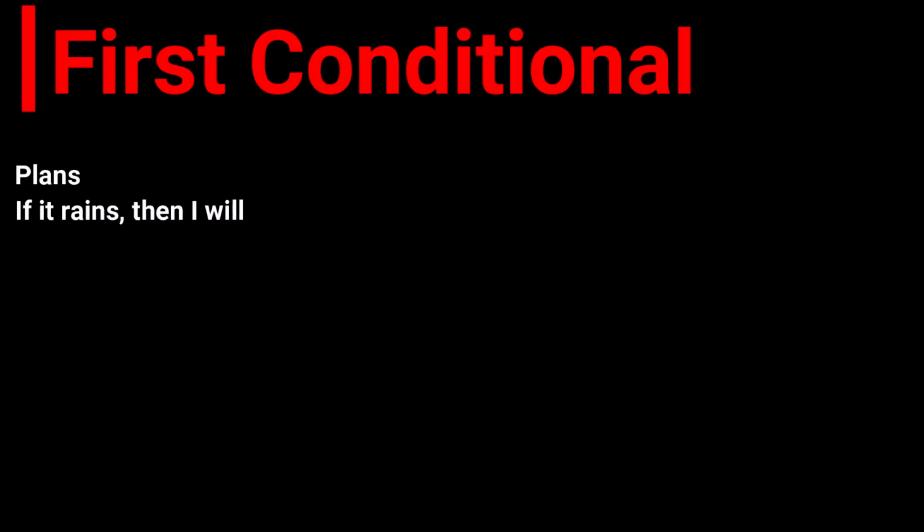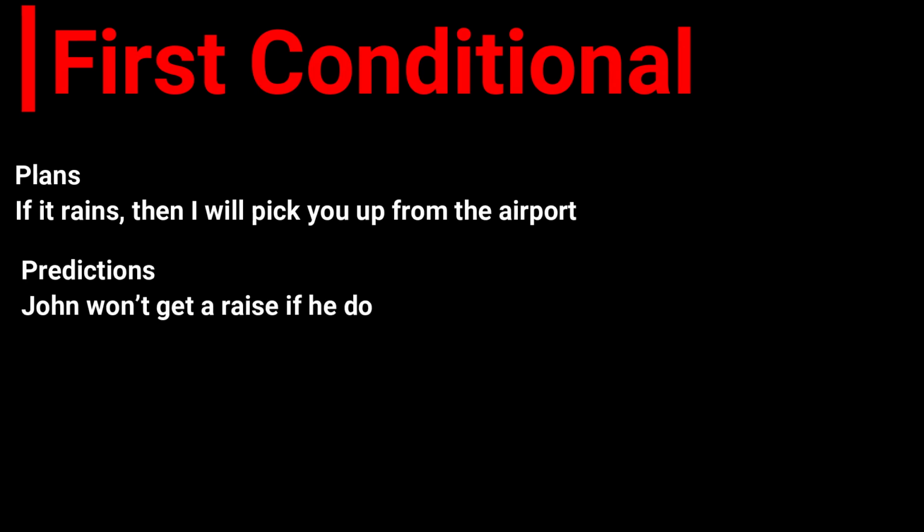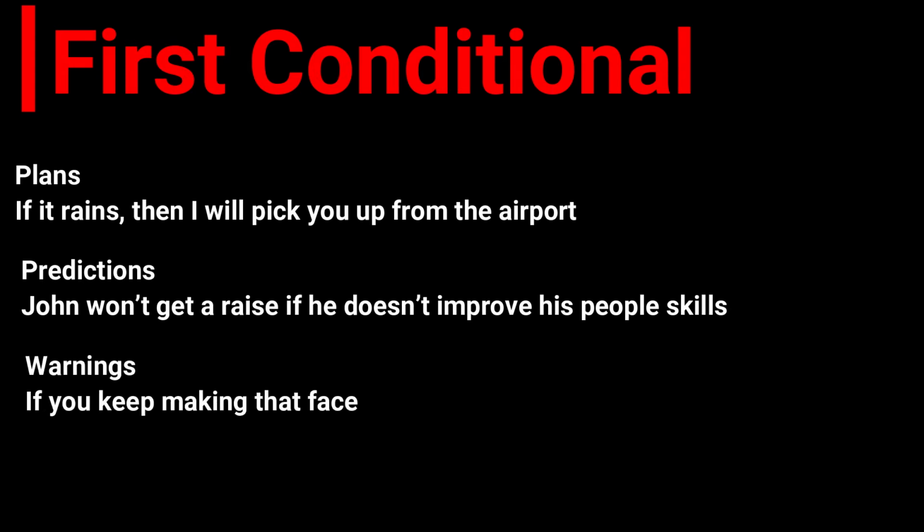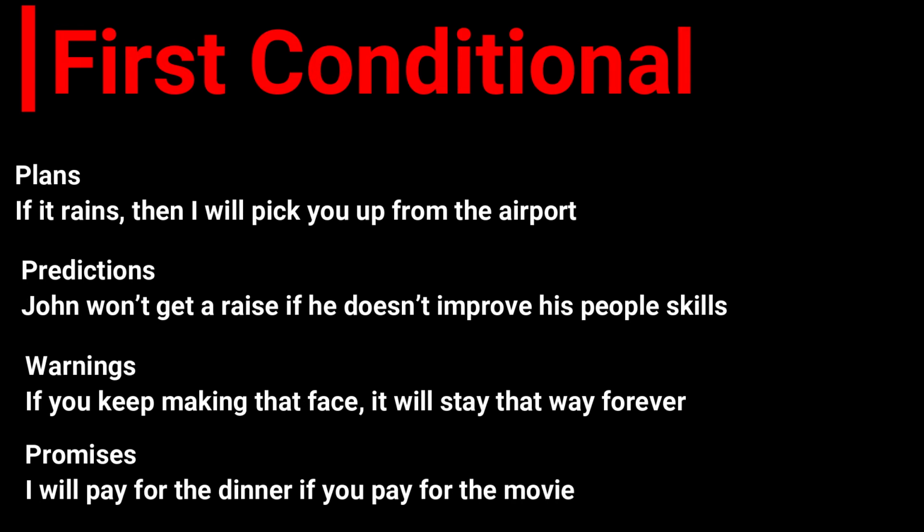The first conditional is used to talk about future possibilities and what the speaker believes is likely to happen in such a situation. It is used to talk about plans. If it rains, then I will pick you up from the airport. Predictions. John won't get a raise if he doesn't improve his people skills. Warnings. If you keep making that face, it will stay that way forever. Promises. I will pay for the dinner if you pay for the movie.